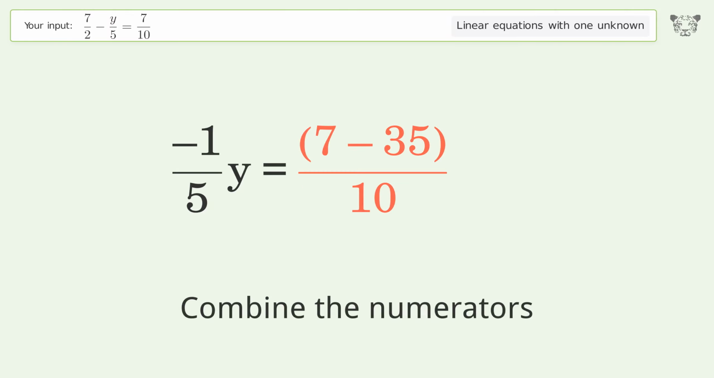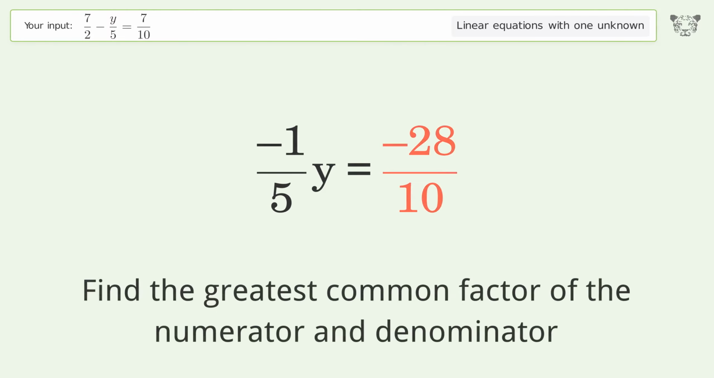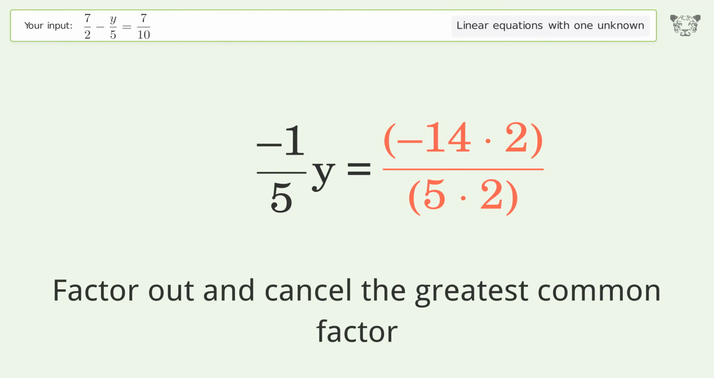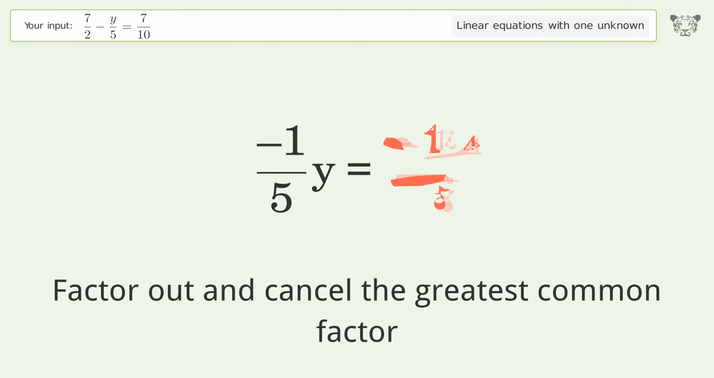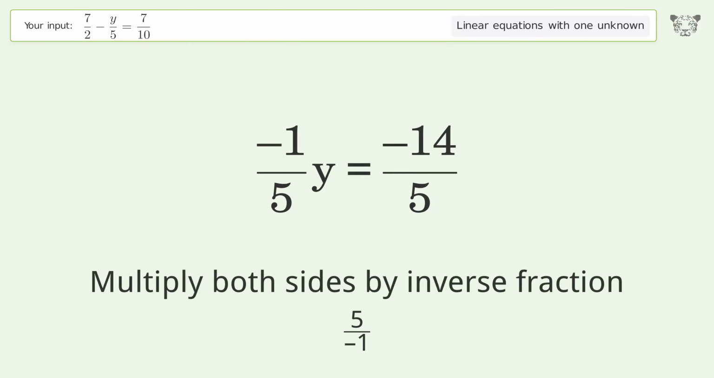Combine the numerators. Find the greatest common factor of the numerator and denominator. Factor out and cancel the greatest common factor. Isolate the x. Multiply both sides by inverse fraction 5 over -1.